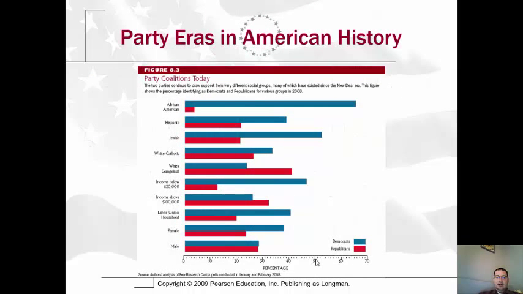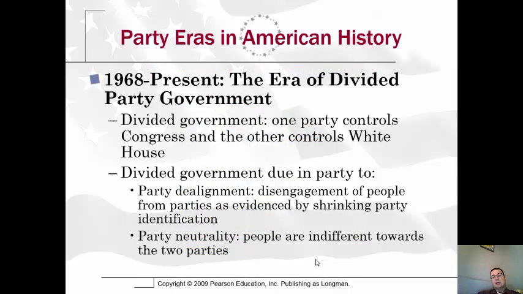Right, so here's just a little bit of how party coalitions break down today. As I said, the vast majority of African Americans associate with the Democratic Party now. And here's just a few of the different demographic groups that associate with certain parties. 1968 to the present, following the New Deal coalition, we had the era of divided government. So one party controls Congress, the other controls the White House.